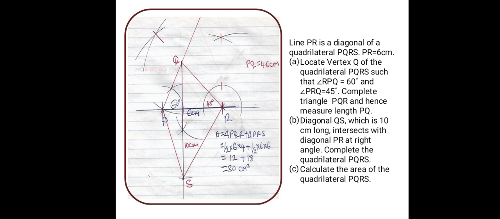Line PR is a diagonal of quadrilateral PQRS. PR is 6 cm. A. Locate vertex Q of the quadrilateral PQRS such that angle RPQ is equal to 60 degrees and angle PRQ is equal to 45 degrees. Complete triangle PQR and hence measure length PQ. B. Diagonal QS, which is 10 cm long, intersects with diagonal PR at right angle. Complete the quadrilateral PQRS. C. Calculate the area of the quadrilateral PQRS.